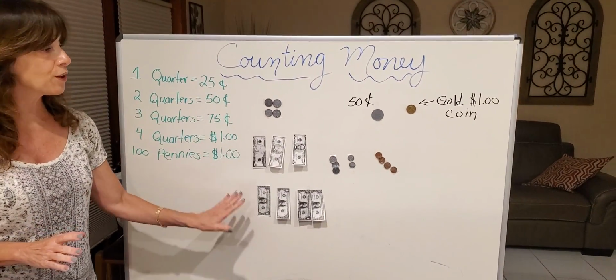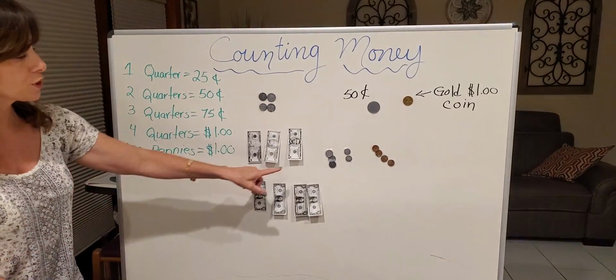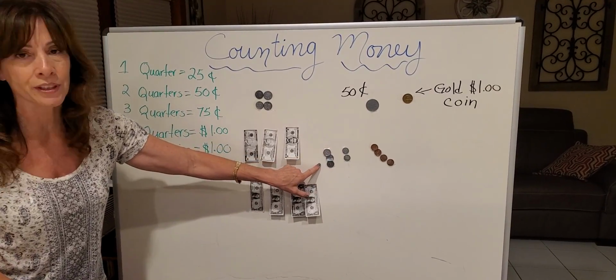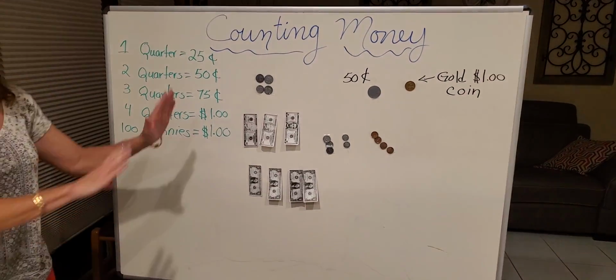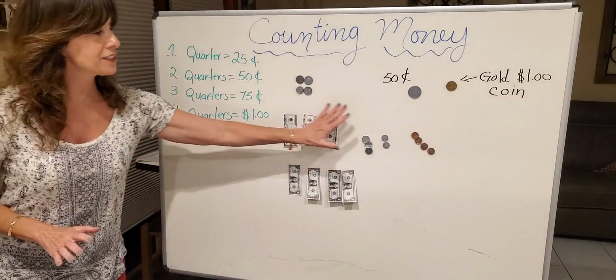What you mostly see are quarters, dimes, nickels, which brings us to nickels. These are nickels, dimes, and of course the copper pennies. All right. Let's add all this money up, boys and girls.